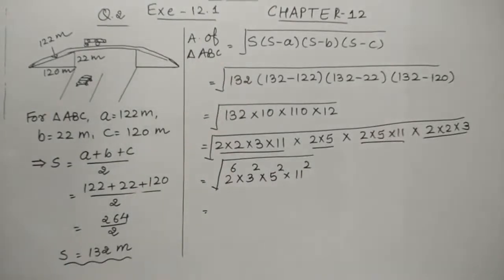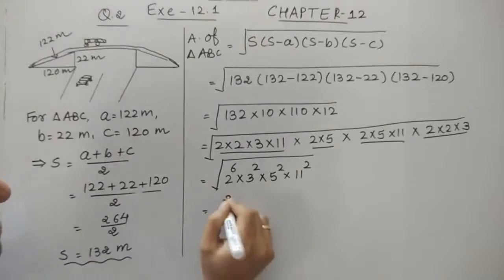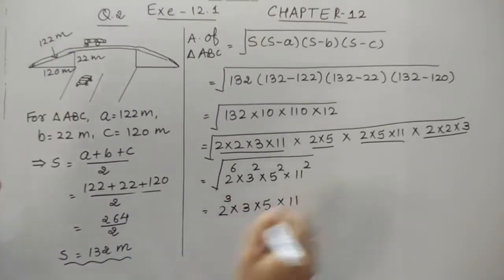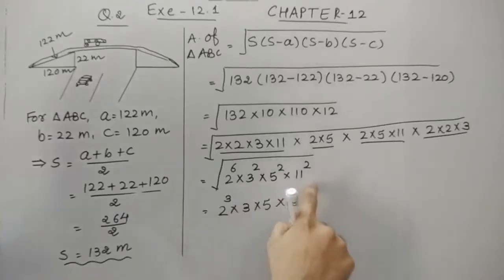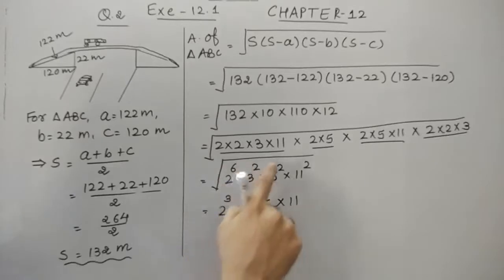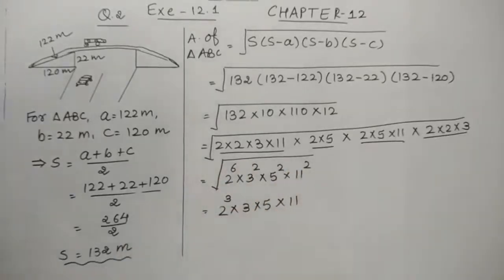तो इसका स्क्वायर रूट इजीली हो जाएगा. When we do the square root of this, remember we have to do the half of the power. ये सब इवन है इसीलिए हाफ हो जाएगा. अगर ऑड होता तो अगेन विल कंटिन्यू इन वन ऑफ द सम. तो क्या करेंगे स्क्वायर रूट में? 2 cube, फिर 3 अकेला, 5 into 11. आई हैव डन द स्क्वायर रूट ऑफ ऑल द नंबर्स. देखो मैंने पावर हाफ कर दिया. 6 का आधा 3, 2 का 1, 2 का 1, 2 का 1.